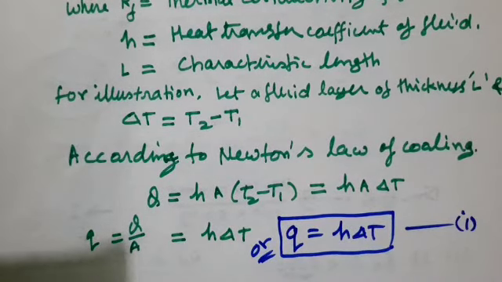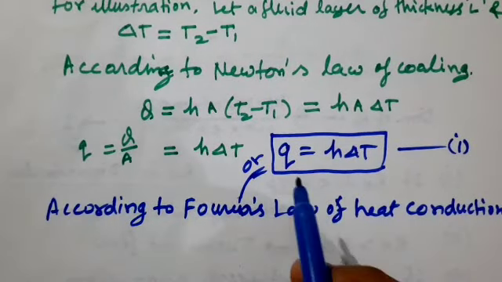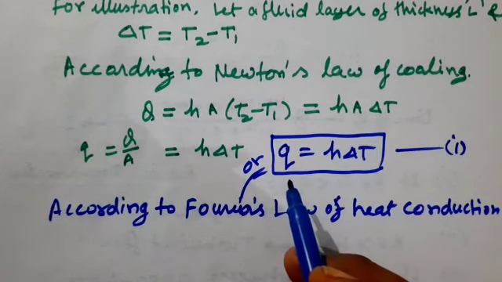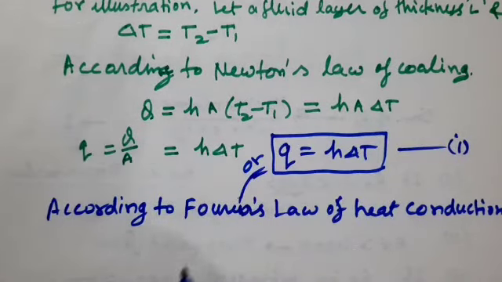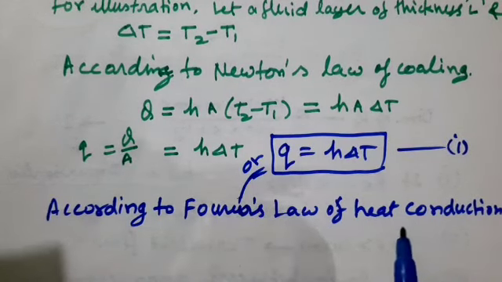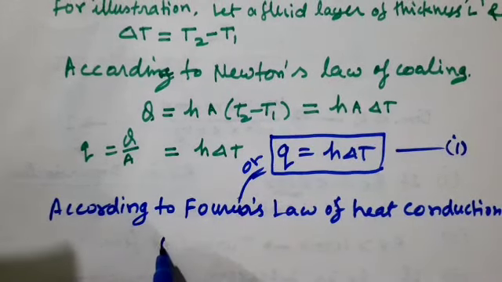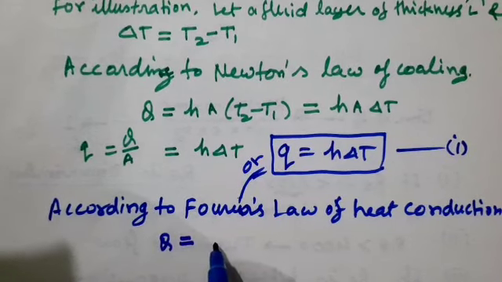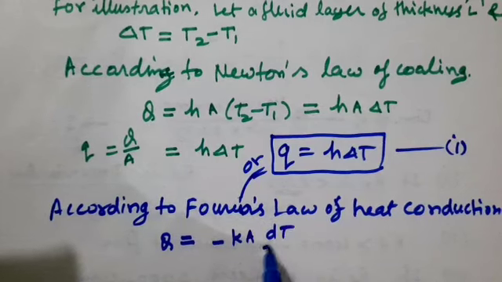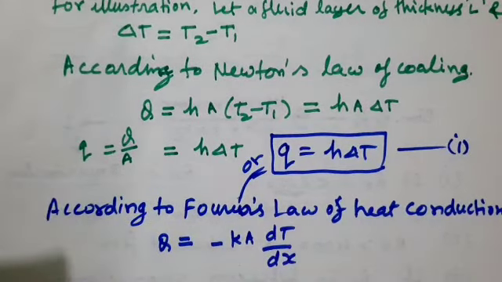Now according to Fourier's law, we can write, so this is the Newton's law of cooling for the heat convection, and this is the Fourier's law of heat conduction. So we can say Q is equal to minus K A dT upon dx.